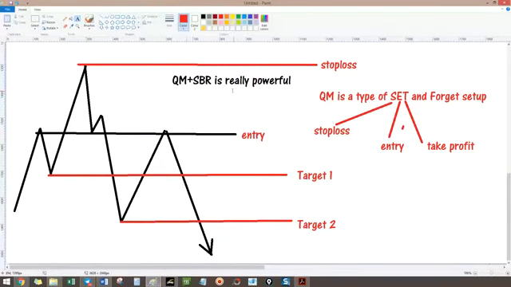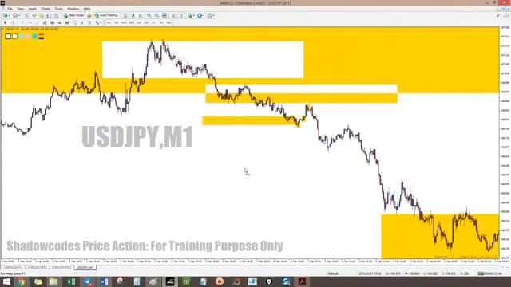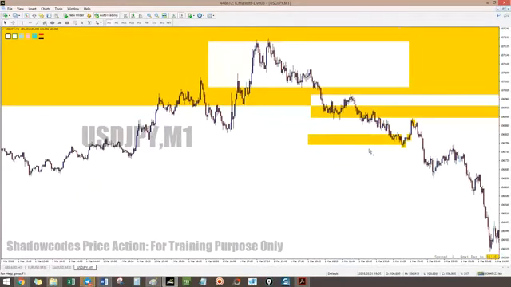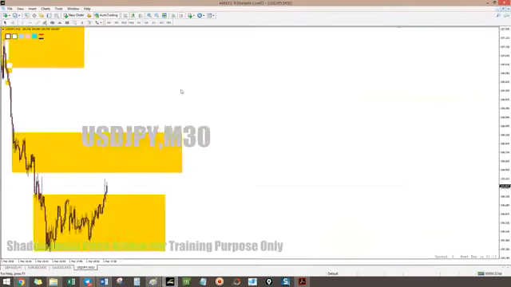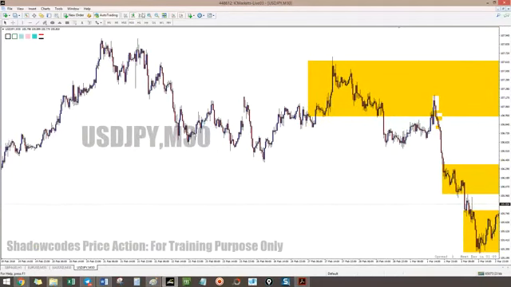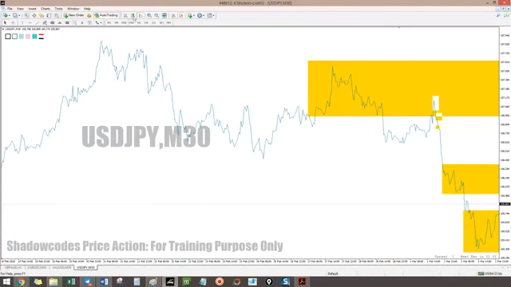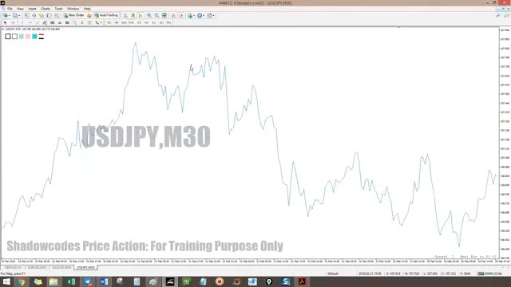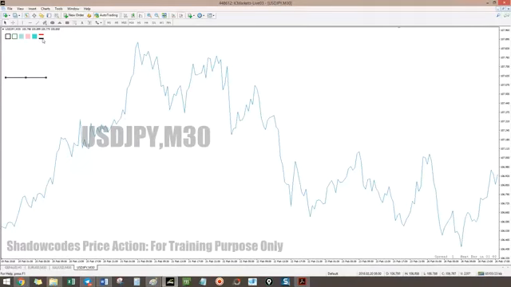If you find SBR and QM together in this line, just make sure you don't miss that trade. It's a really good trade. It rarely comes, but it's a really good one. For example, do I have an example in here? This one. Okay, look, this is a very good one. If you find a QM like this, just make sure you don't miss it.